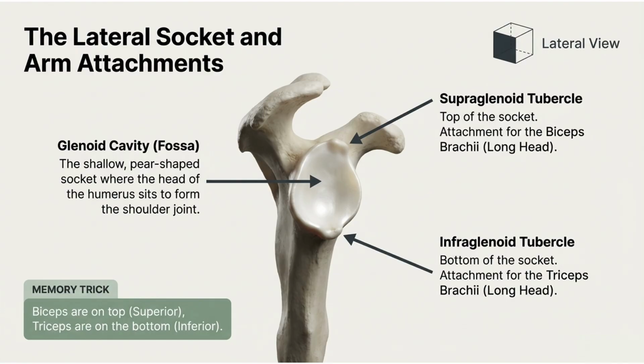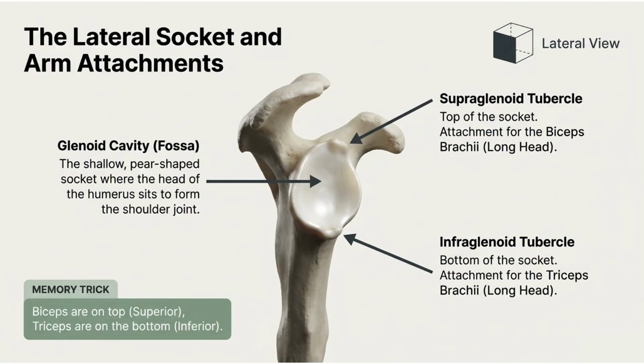3. The lateral view, the socket. Let's turn the bone to the side, lateral view. The first thing you notice is this shallow pear-shaped socket. The glenoid cavity, glenoid fossa, this is where the head of the humerus, the arm bone, sits to form the shoulder joint. Look closely at the top and bottom of this socket.